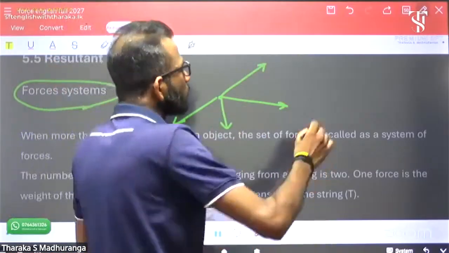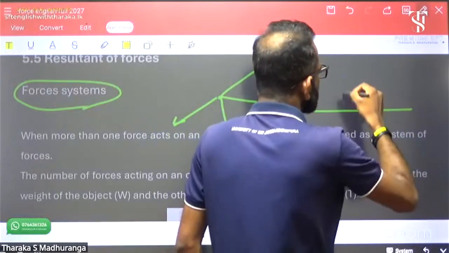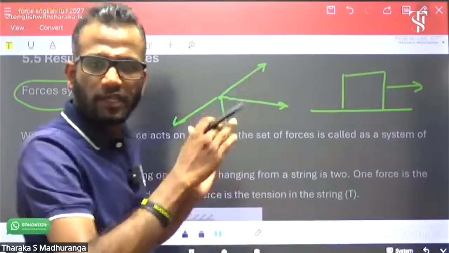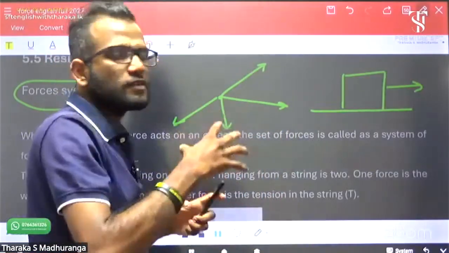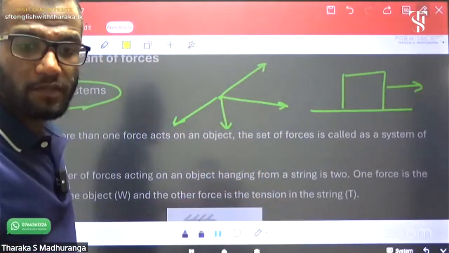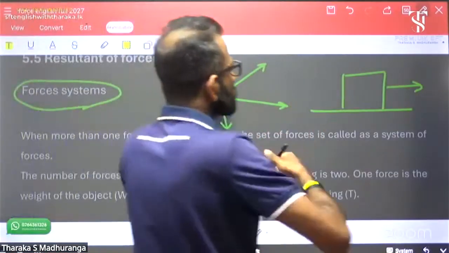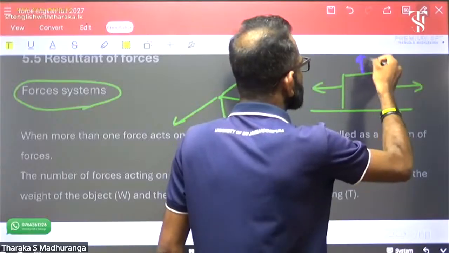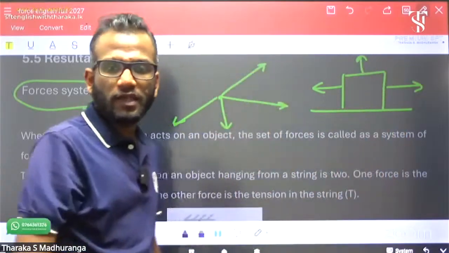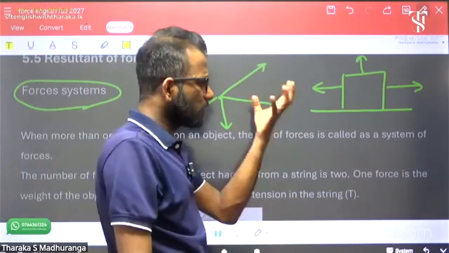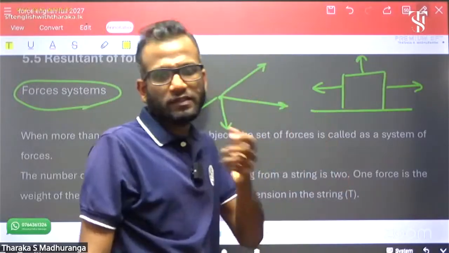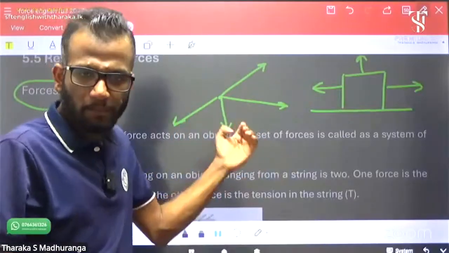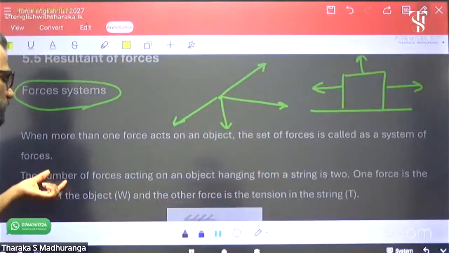Simply, more than one force. This is an object. If it is only one force, that is a single force. That is not a force system. But more than one force, at least two forces acting on the same object, that we call a force system. More than one force acting on the same object or same point, that we call a force system.